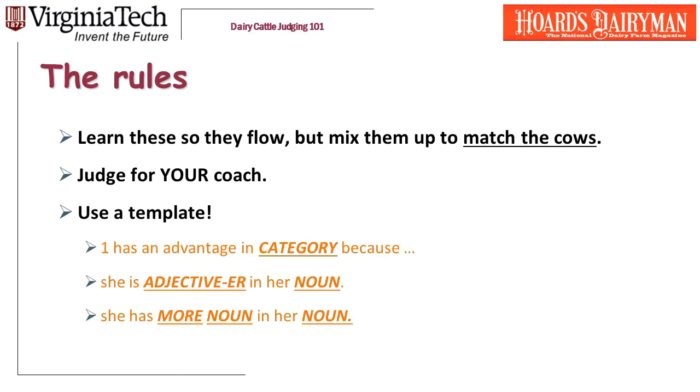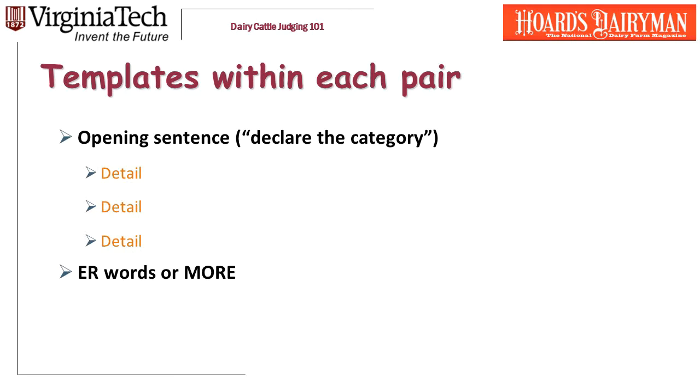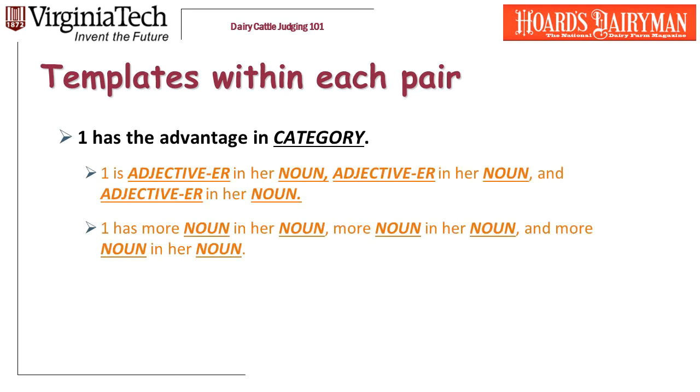As you watch and you listen, I want you to begin to notice an organization, a structure, in fact, a template that my students are following when they're talking categories within each pair. And when I say template, it's like a recipe or an outline. Within each pair, I might have 2 categories. And every time I declare the category with an opening sentence, and then I follow with some detail, some detail, some detail. I will always be using ER words or the word more. I think learning these templates will help you more than anything else.